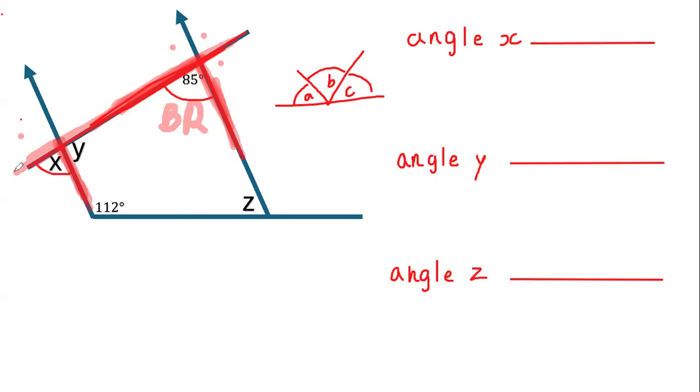And also with respect to this transversal and this parallel line, this is also to the bottom right, right? So both of them are to the bottom right. And so we call them corresponding angles. Did you remember that? Corresponding.